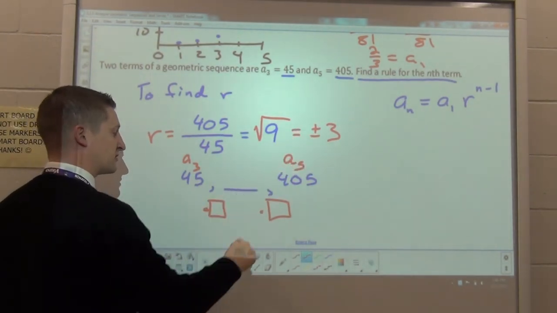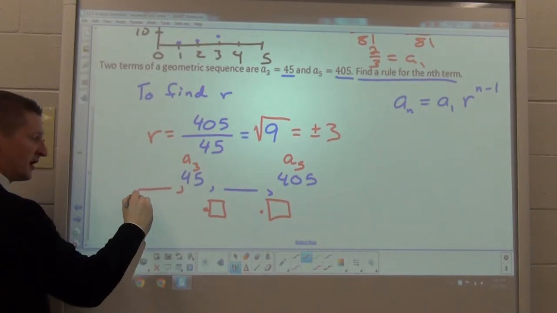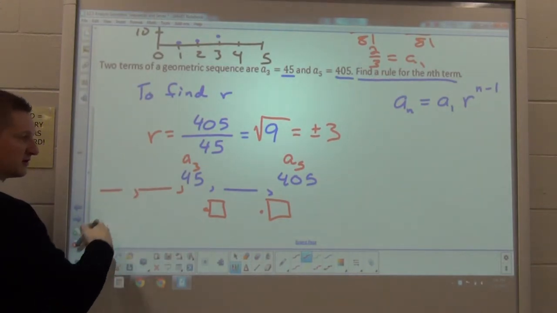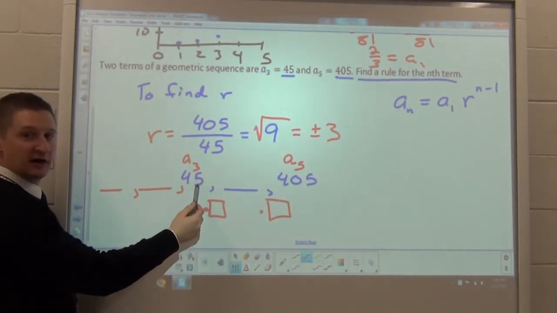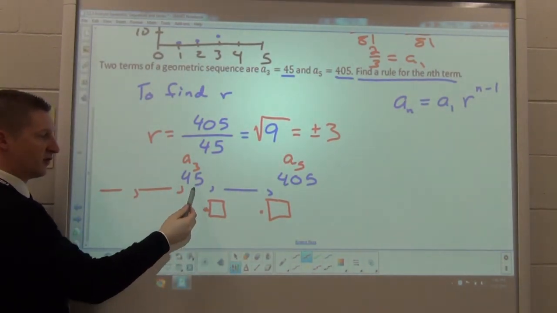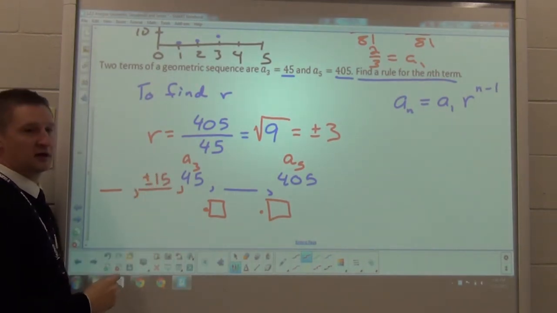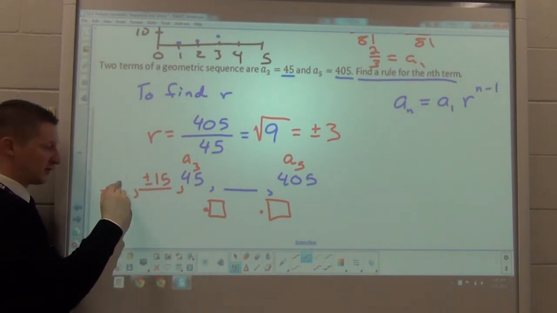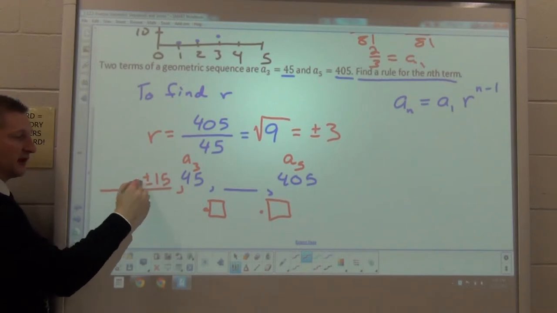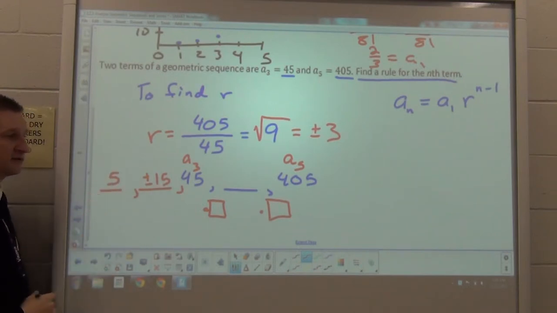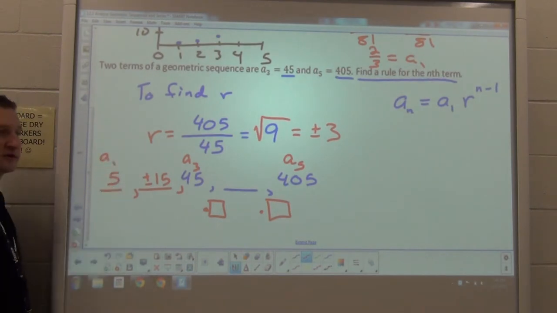But we still need to know what the first term is. So one way you can think about it is I could just sort of back up. I know the third term is 45. Let's back up to the second term and the first term. If 3 or negative 3 is my common ratio, let's imagine dividing 45 by 3. Well, if I divide 45 by 3 or negative 3, I'm going to have either positive or negative 15. And then if I divide that by positive or negative 3, if this is positive, this is going to have to be positive. Divide 15 by 3, we're going to have 5 as our initial term.